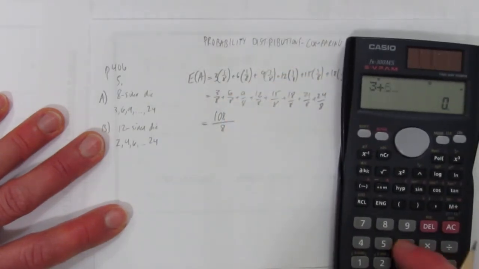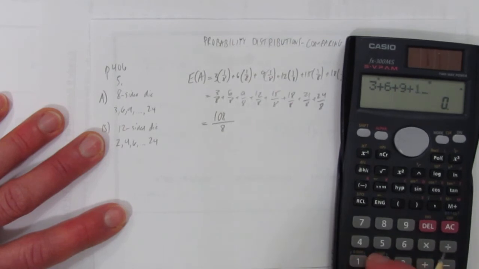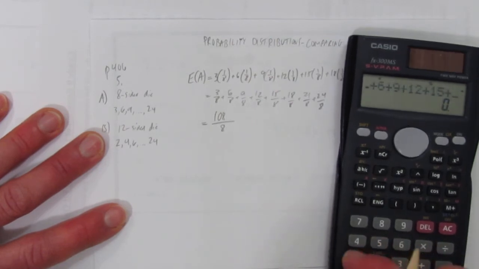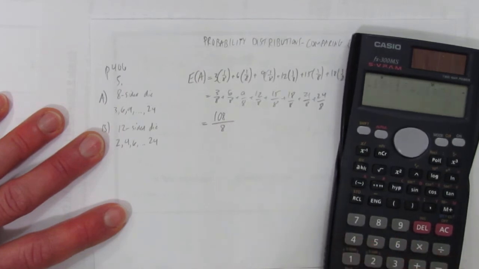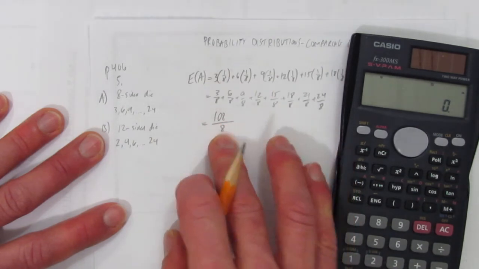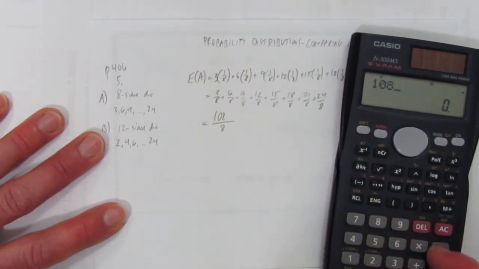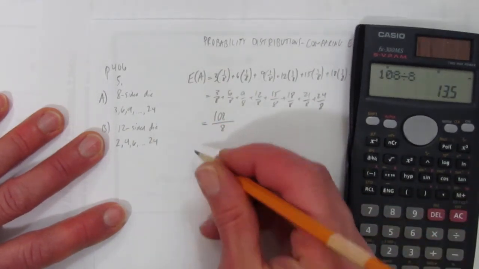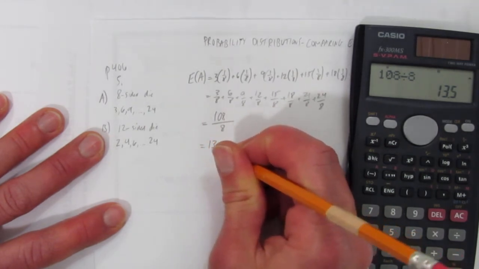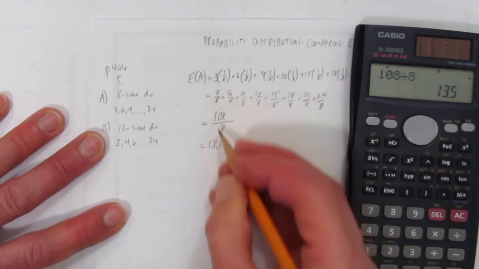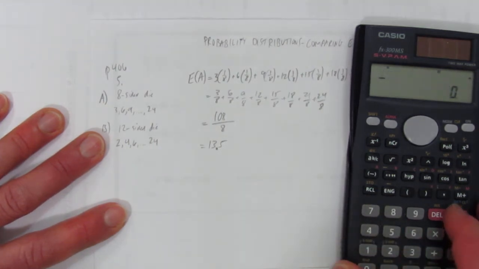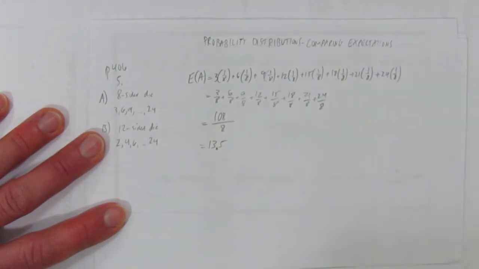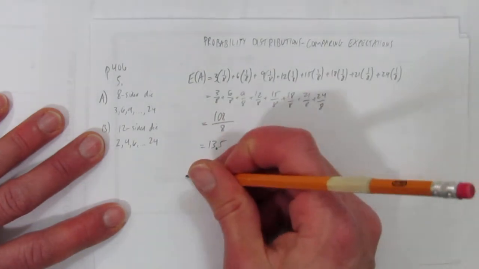3 plus 6 plus 9 plus 12 plus 15 plus 18 plus 21. Did I miss a number? And I still get 108. Nonetheless, I also want to figure out the expected value: 108 divided by 8, and I get 13.5. So that means for die A, you expect to get an average roll of 13.5. On a long enough timeline, you'll roll about 13.5 on an average roll.